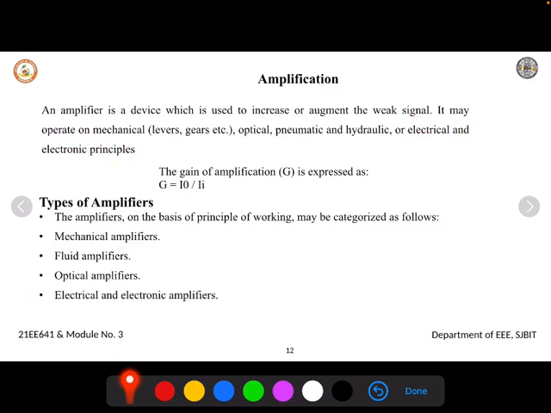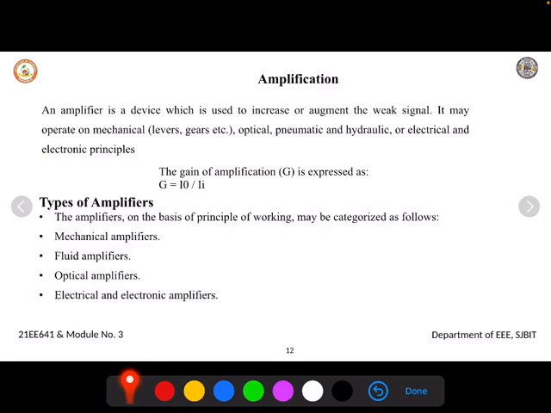So we know what gain is. Gain is nothing but output by input. The gain of the amplification is expressed as G = I0 / Ii, where Ii is the input current and I0 is the output current. Output by input. We can write the gain with respect to voltage also.